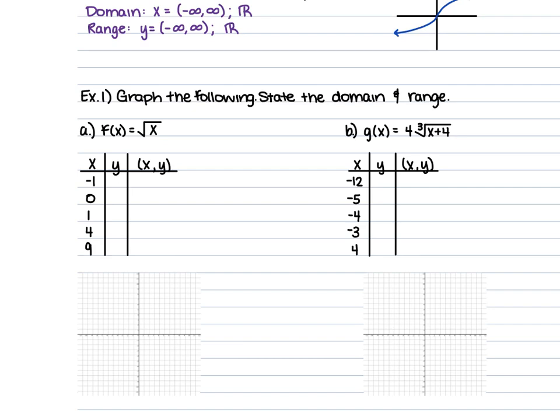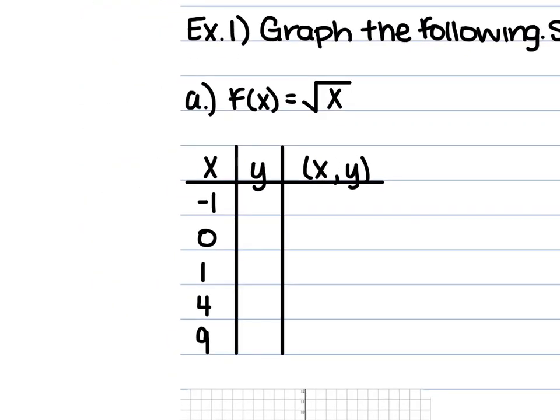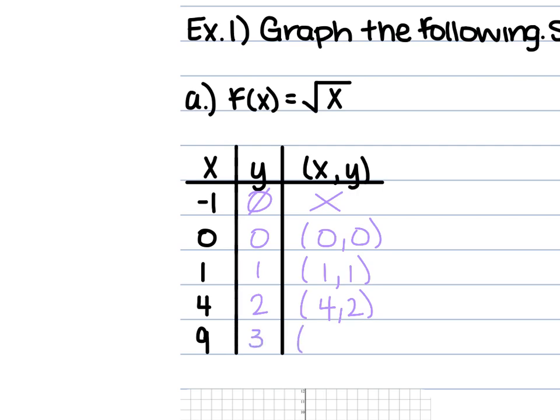So if we look at example A, we have f of x is equal to the square root of x. We are going to plug in these x values to get our y values. If we do the square root of -1, that's no solution. We're not going to have a y value for that, so this is not an ordered pair that we're going to use. The square root of 0 is 0, so that's the ordered pair (0, 0). The square root of 1 is 1, so that's the ordered pair (1, 1). The square root of 4 is 2, so that's the ordered pair (4, 2). And the square root of 9 is 3, so that's the ordered pair (9, 3).